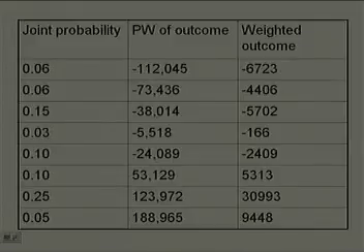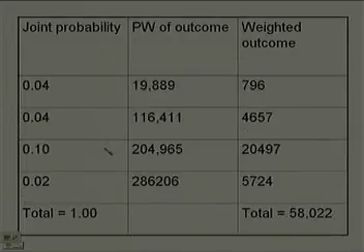So, there are some more calculations in the next slide. The sum of joint probability, you will notice that it is coming to be 1, it has to be. And the weighted outcome sum is coming to be 58,022. Now till this point it is clear, we have not studied anything new. This type of problem we did in today's class itself.